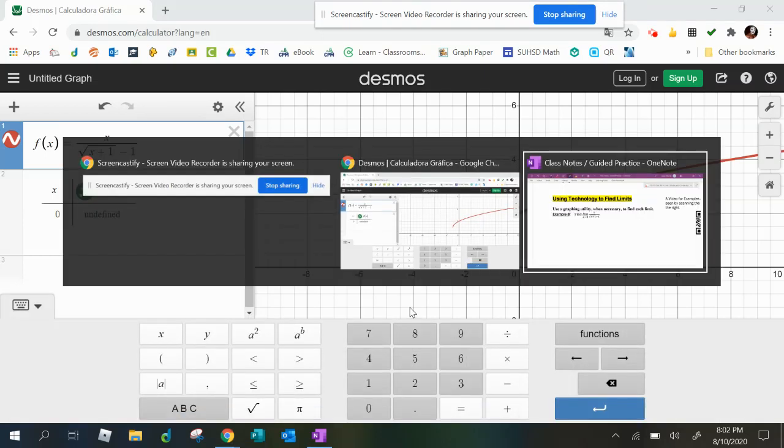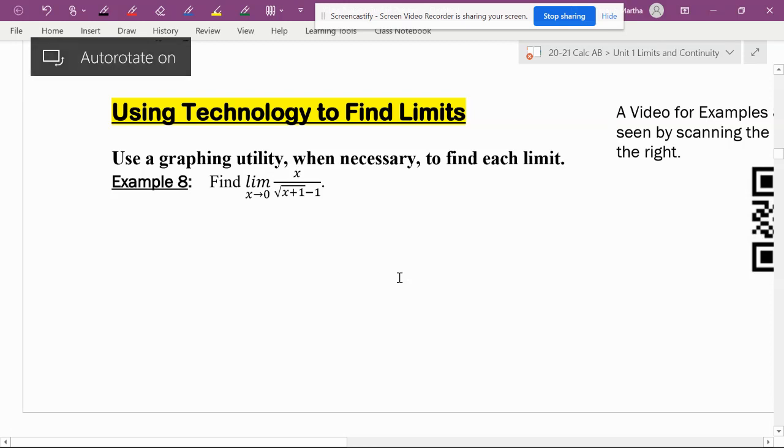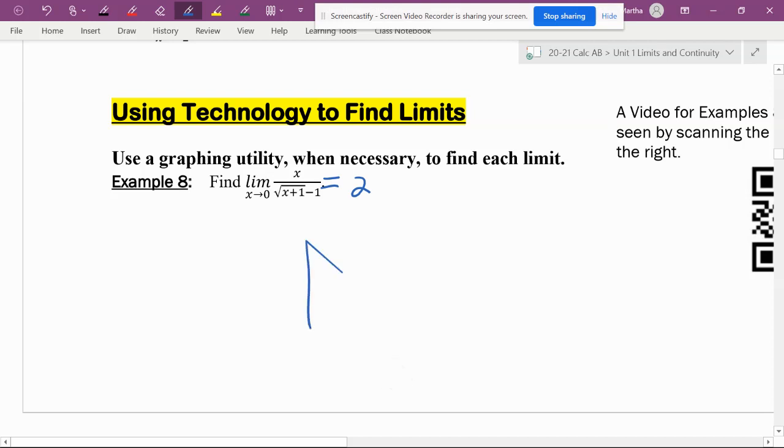So I can say here that the limit as x approaches 0 from both the left and the right side is equal to positive 2. Again, let me give a little sketch of the graph. It kind of looks something like this. Again, 2 happens to be right there.